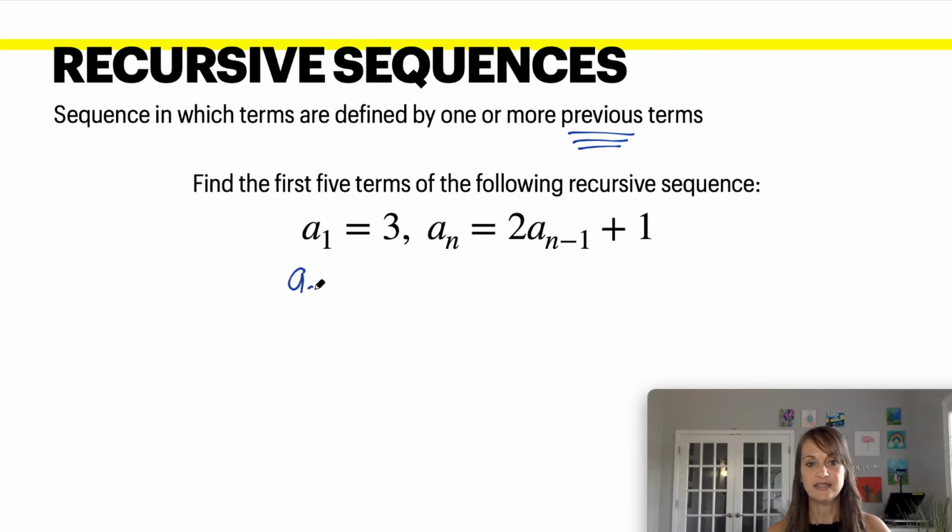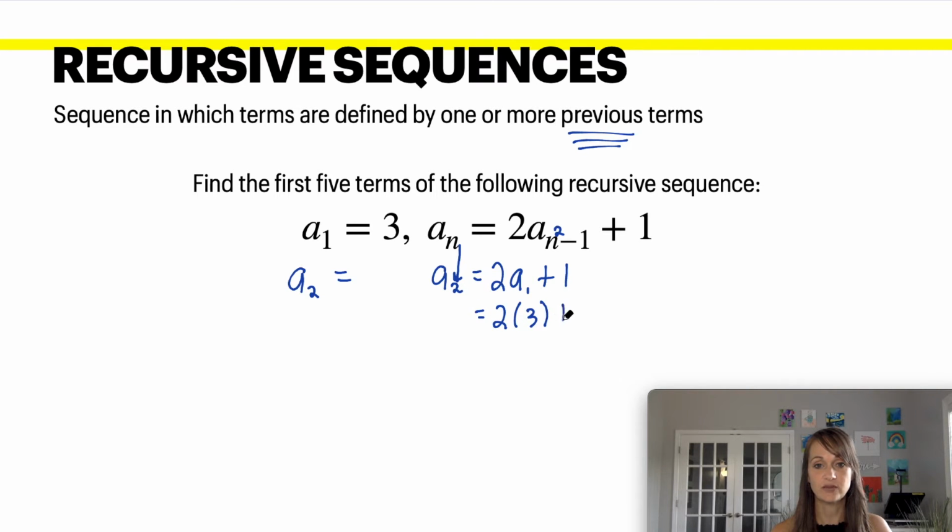In order to find the second term, I need to plug in 2 for n, which means 2 minus 1 is 1, plus 1. So the second term is going to be found by multiplying 2 times the first term and then adding 1. Well, we know the first term. They gave it to us. Basically, they had to. You wouldn't have been able to do the problem otherwise. So the first term was 3. So 2 times 3 is 6. 6 plus 1 is 7. And we found the second term.